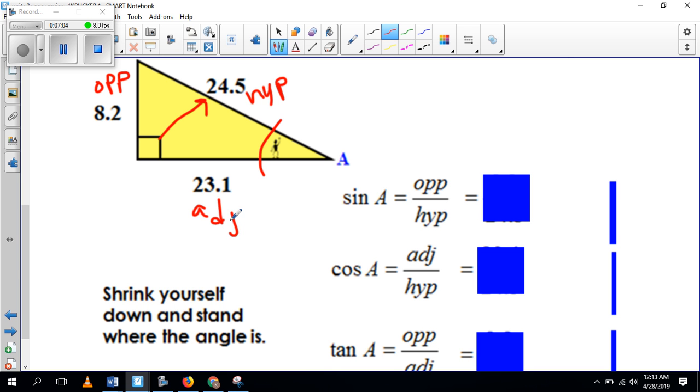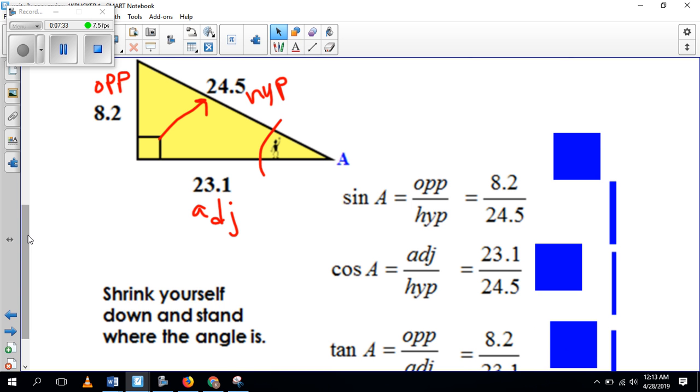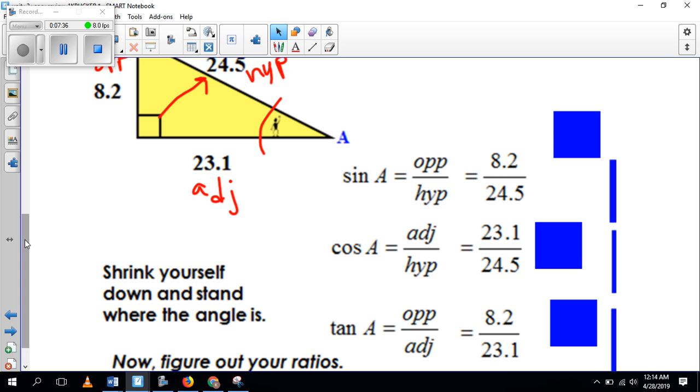So once again, we have our formulas. Opposite over hypotenuse for sine, so opposite 8.2 over 24.5. Now cosine is adjacent, so 23.1 over hypotenuse of 24.5. And then your last one will be your tan. Tan is opposite over adjacent, so 8.2 over 23.1. And now you should have some problems to work on your own that you will turn in with this web quest.